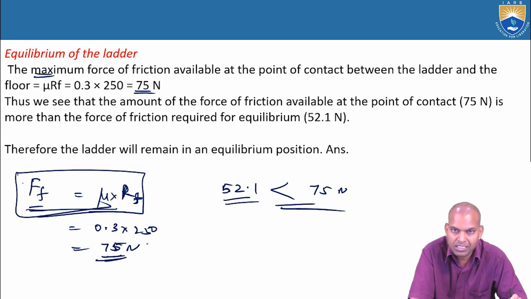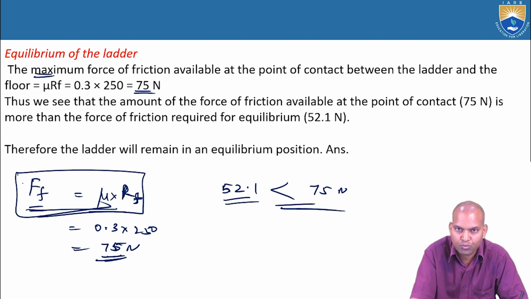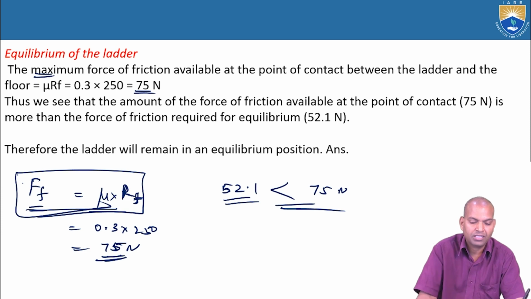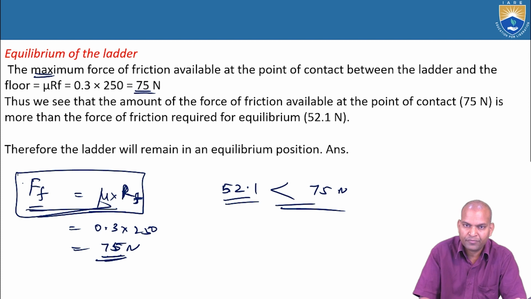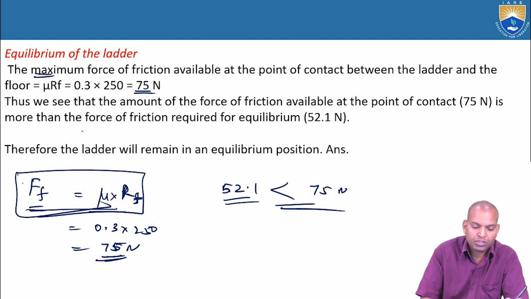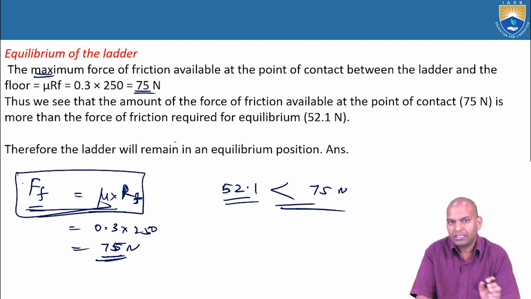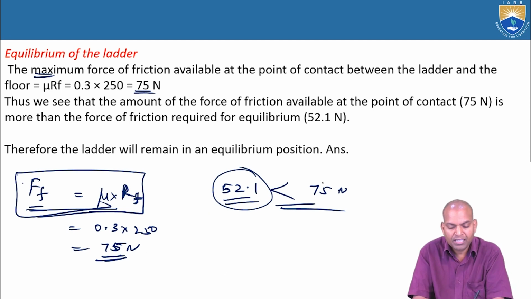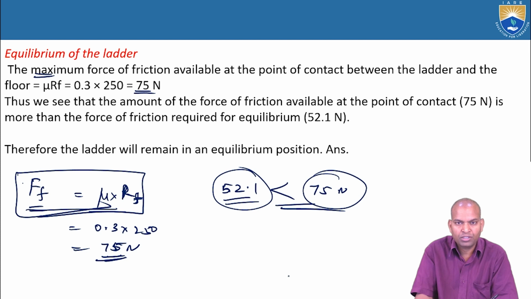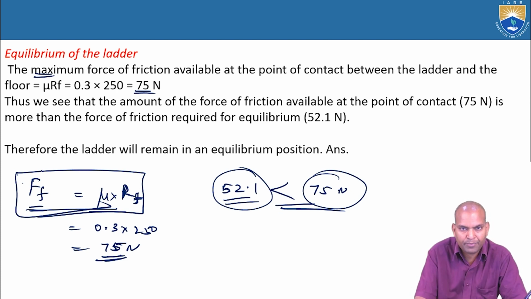That's why the ladder is in equilibrium. It doesn't move, it doesn't slip. That's what the meaning is. So the maximum frictional force available at the point of contact, 75 newtons, is more than the force of friction required for equilibrium. For keeping equilibrium we need a frictional force of 52.1, but the maximum frictional force obtained is 75 newtons. So 52.1 is less than 75 newtons, and that's why the ladder will remain in the equilibrium position.